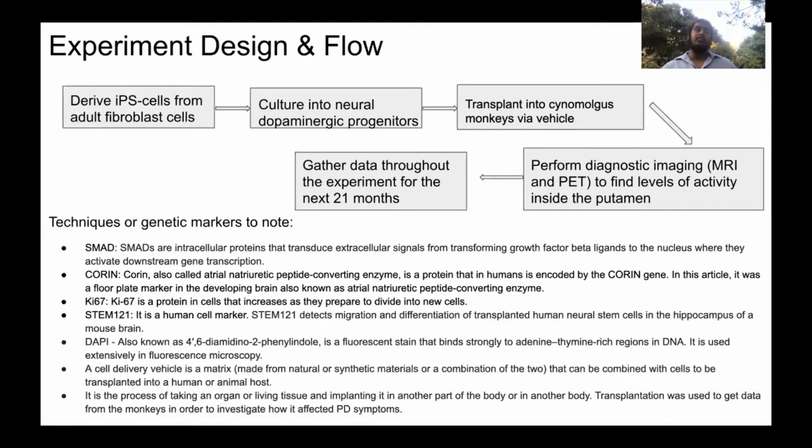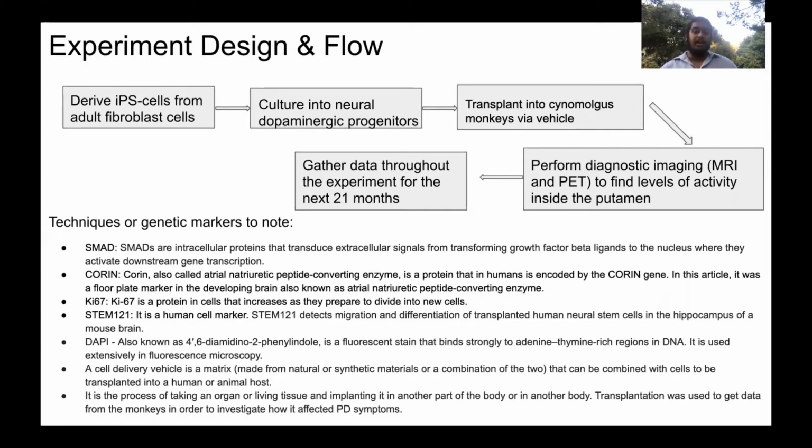And then once we take that, we transplant these into our cynomolgus monkeys. Oh, but that's on the next slide, sorry. And we do this via a vehicle, which we just talked about earlier. And then after that, my peers and I will get to the more important part, the statistics of it, which in the case of our figure, we did by doing MRI imaging and PET imaging inside the putamen.